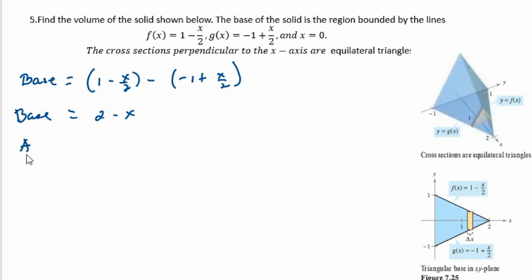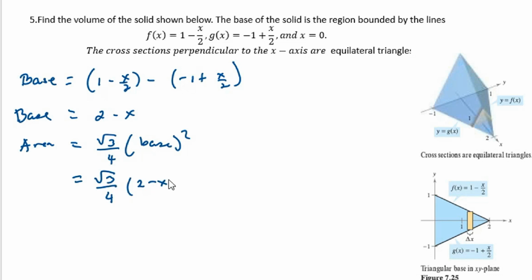Now to solve for the area of this cross section, since it is an equilateral triangle, the area is equal to square root of 3 over 4 times the square of the base. Since we solved the base earlier, we just substitute it: square root of 3 over 4 times the quantity 2 minus x, raised to the power of 2. This is now our A of x, the area of the cross section.